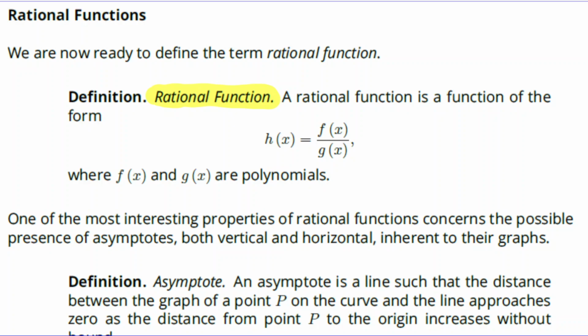So it defines a rational function. A rational function is a function of the form h, made of the ratio of two functions, one f and one g. As examples, it can be as simple or as complex as you want. f of x could just be x, and g of x could be x squared minus 5 or something. Let me fix that.